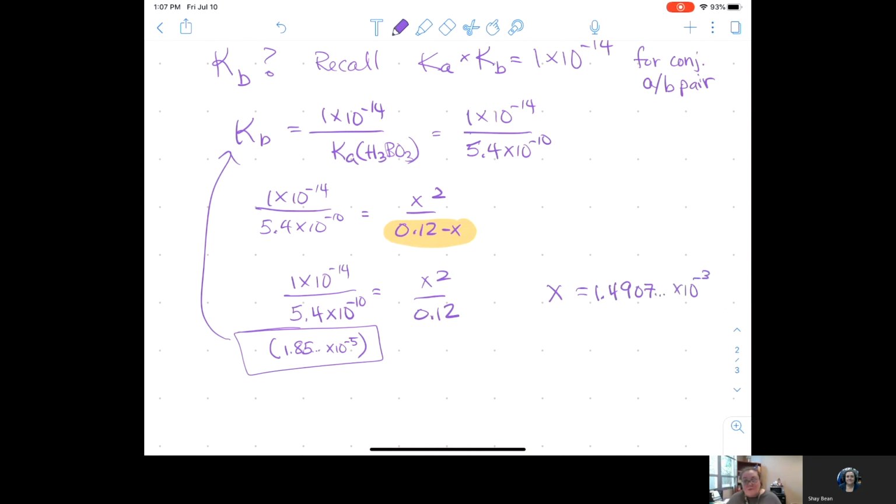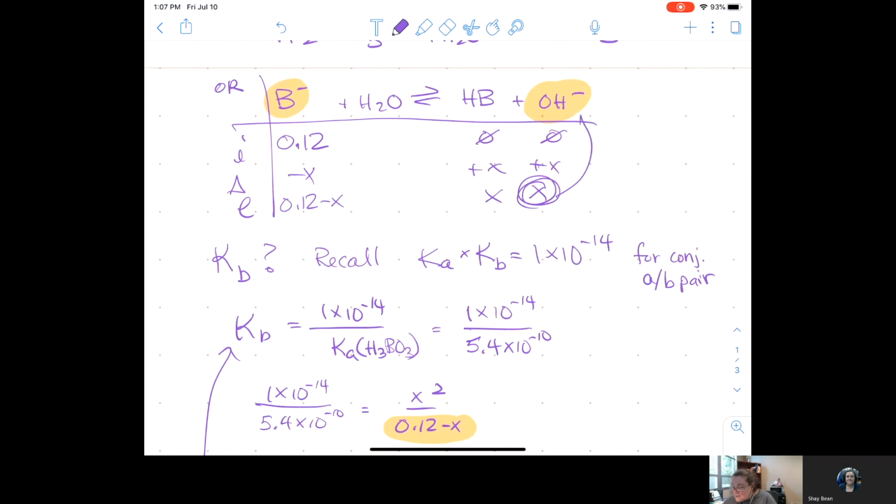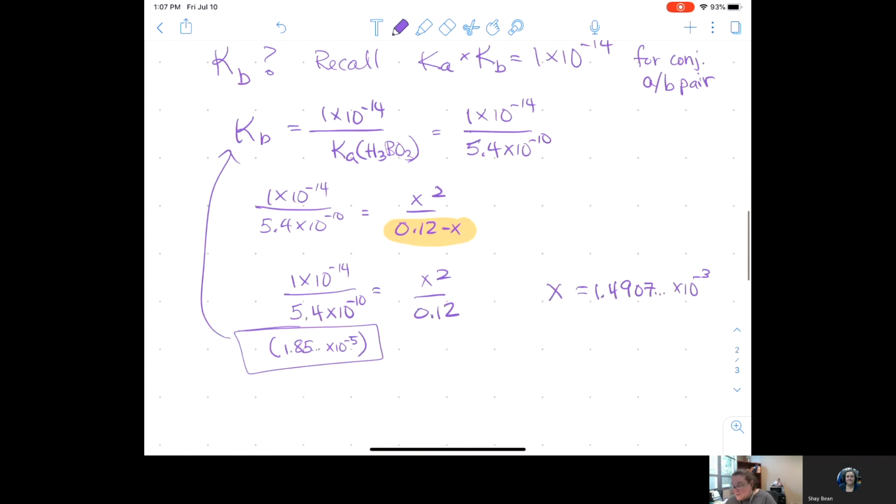Man, I just keep picking the problems where the approximation is so close. I'm not sure if the approximation worked here, but I am going to try it first. If this is X, remember X is my OH minus. That means my pOH, I'm going to store this, is 2.83, and my pH is 11.17. Again, quick check. That is a basic pH. We had a basic salt. Good. I didn't miss a step.